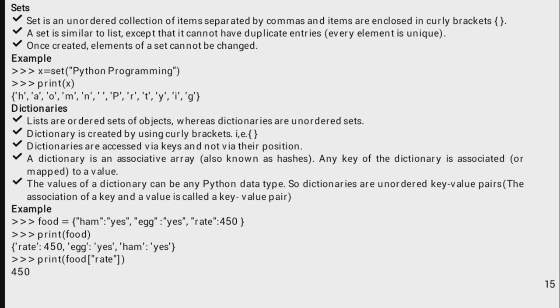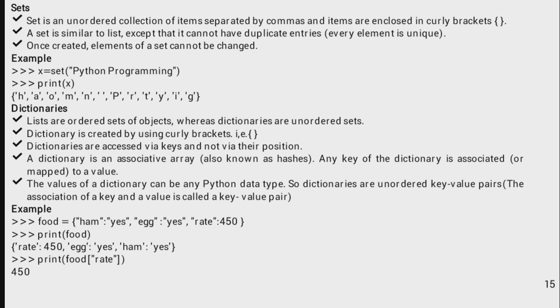Set. Set is an unordered collection of items separated by commas and the items are enclosed in curly brackets. A set is similar to a list except that it cannot have duplicate entries. Once created, elements of a set cannot be changed.